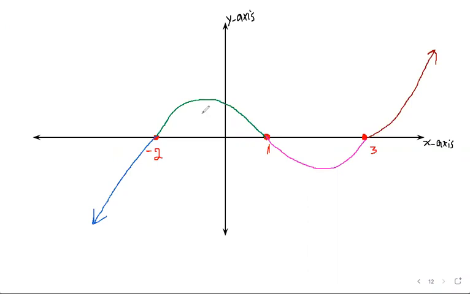Any questions on these things? Is it clear how to graph a polynomial function? Any question? Does anyone have a question? Okay, let me give you another example.